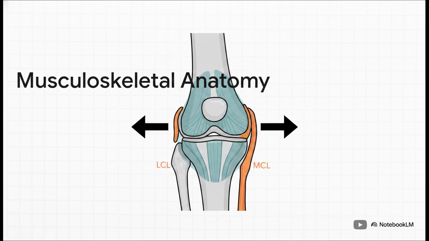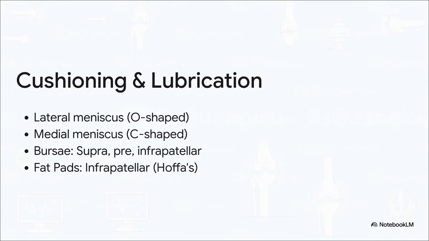And on the sides? Well, we have the major collateral ligaments, the LCL and MCL, acting as those crucial guardrails against varus and valgus stress. Now, think about how the knee protects itself from all that intense mechanical stress. It's actually amazing. We have these fibrocartilaginous menisci acting as the ultimate shock absorbers. The lateral meniscus is roughly O-shaped, while the medial is more C-shaped.